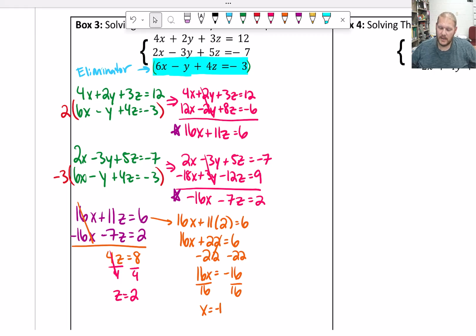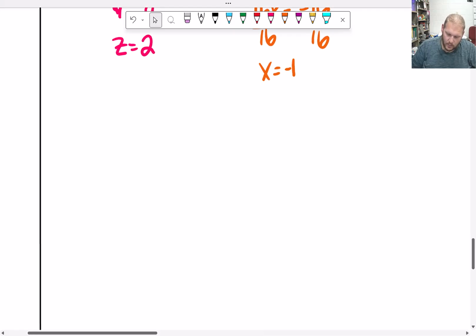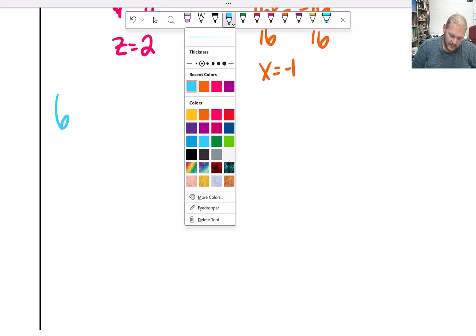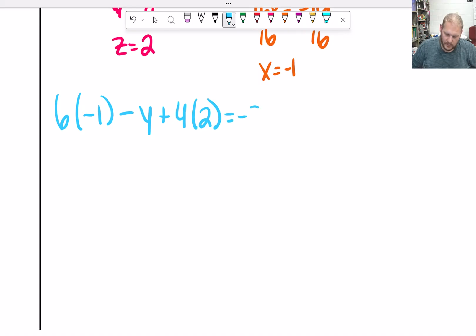That might be easier to handle, but just for the sake of cleanliness, we're going to go ahead and plug into that bottom one. So I'm going to plug in negative 1 for my x value and 2 for my z value in that original bottom equation. So that original bottom one was 6 times my x value, minus y, plus 4 times z equal to negative 3. Right, that's just my 6x minus y plus 4z equaled negative 3, with negative 1 for my x value and positive 2 for the z.